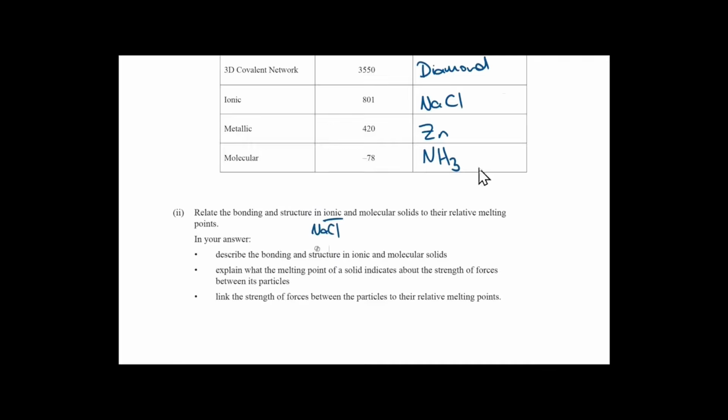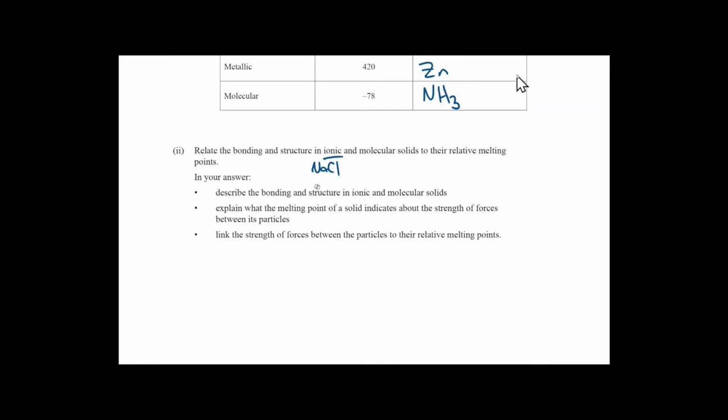Okay, well, ionic solids such as NaCl and the molecular solids, that would be a molecular solid is solid ammonia at a really, really low energy rate. Okay, let's just compare that. So let's look at the bonding and structure of these solids. So let's have a look at the sodium chloride first, I think.